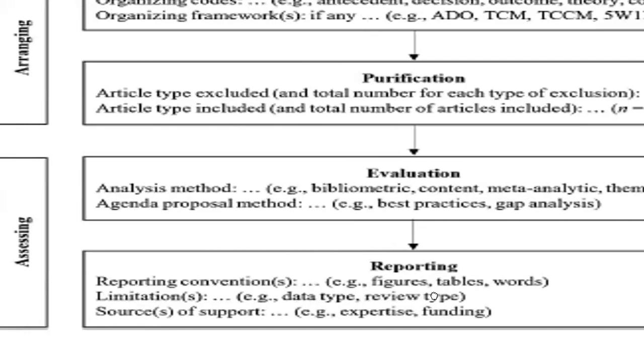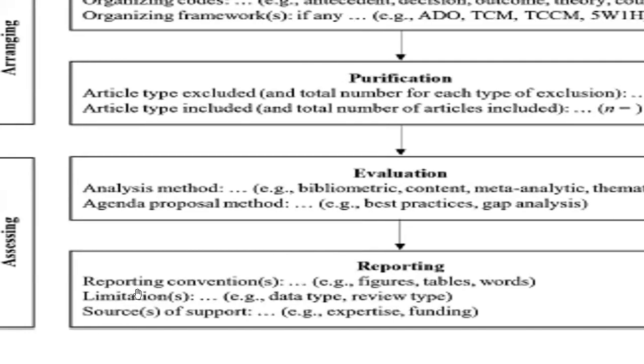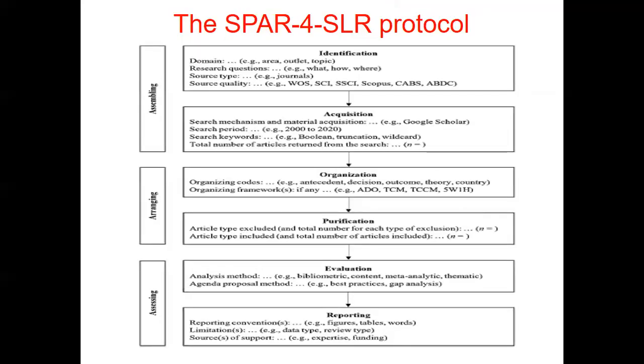Now, lastly, you have your reporting. The reporting conventions, of course, require that you put them in figures, tables, and words. Some limitations, of course, need to be stated in terms of the data types and the review types. Then, of course, you need to include the sources of support, expertise, how many people are involved, for example, funding, if possible. All these need to be put. So that's the SPAR-4-SLR protocol. Okay.